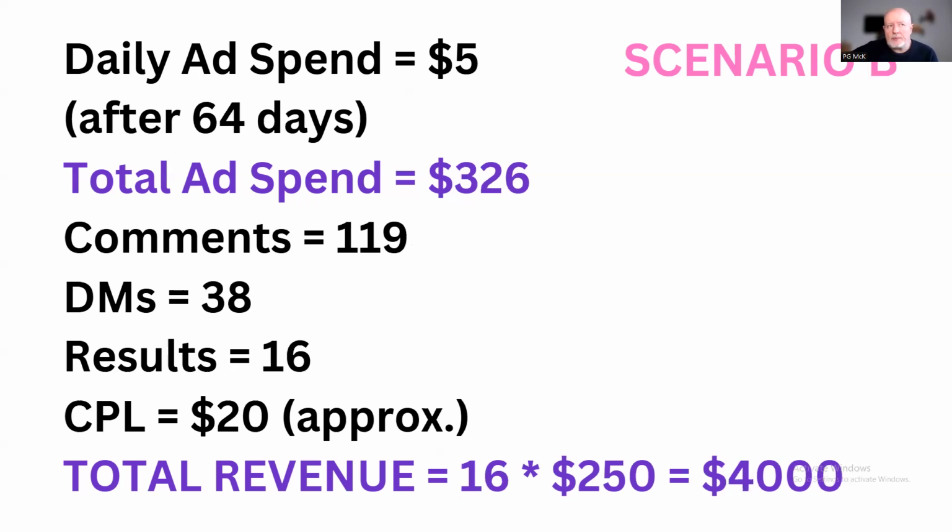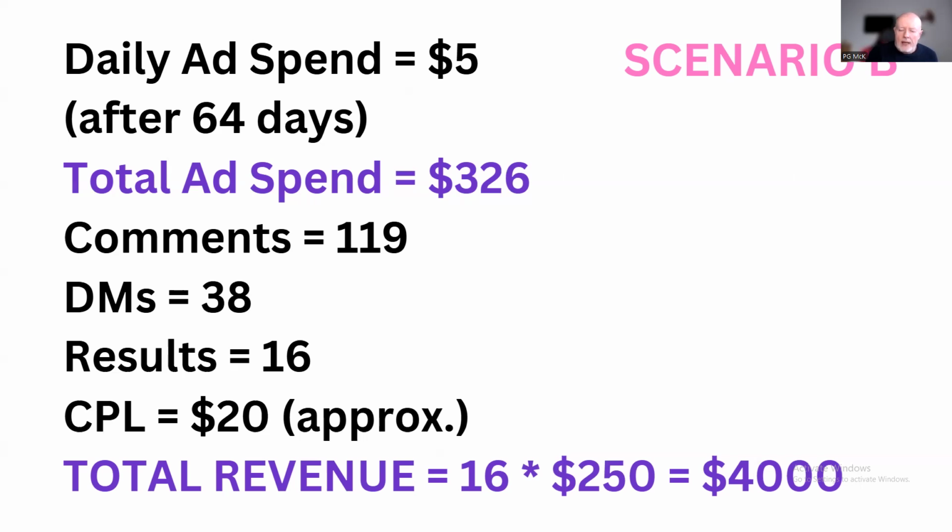Okay. Now, if you remember, look at that one, look at this one. Okay. Daily ad spend, same, $5. After 64 days, total ad spend, $326. Yes, Facebook added in a tax there because he didn't start it immediately after midnight. So it wasn't a fair run, it ran over. So it cost another $5 and a little bit. Comments equals 119. Direct messages, 38. Results, 16.